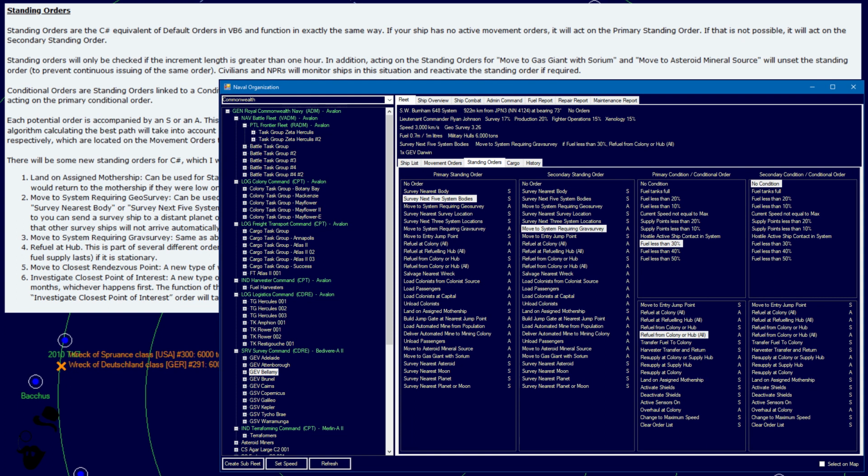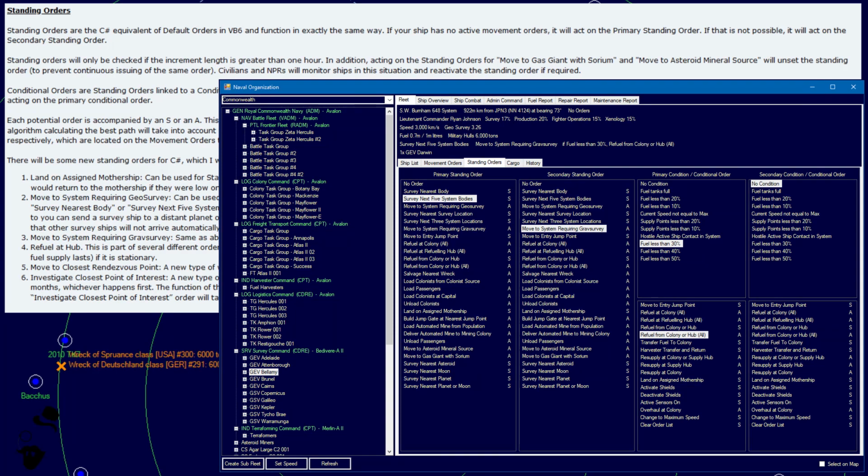Standing orders are the C# equivalent of default orders in VB6 and function in exactly the same way. If your ship has no active movement orders, it will act on the primary standing order. If that is not possible, it will act on the secondary standing order. Standing orders will only be checked if the incremental length is greater than 1 hour.